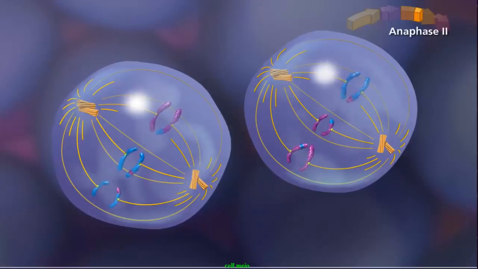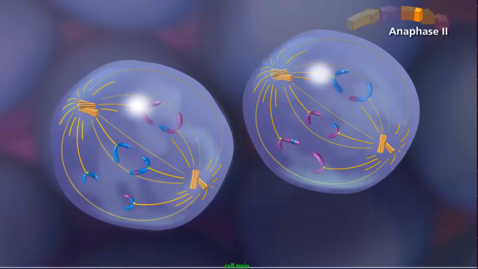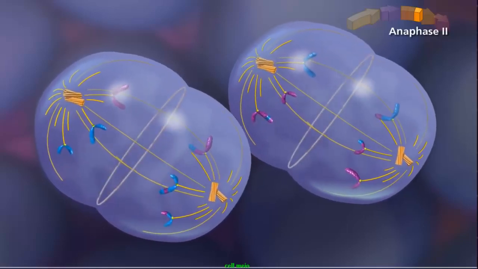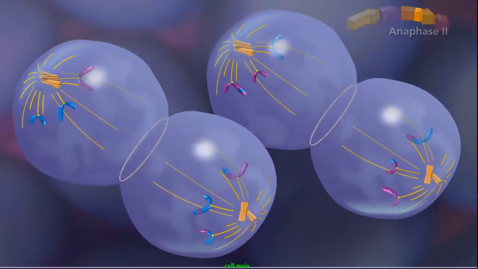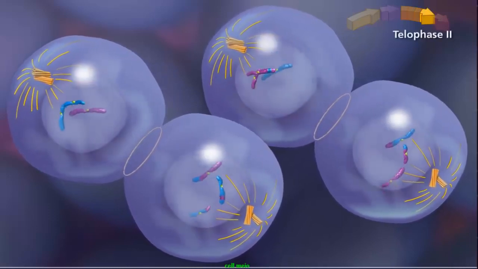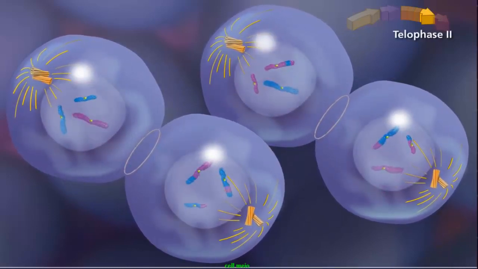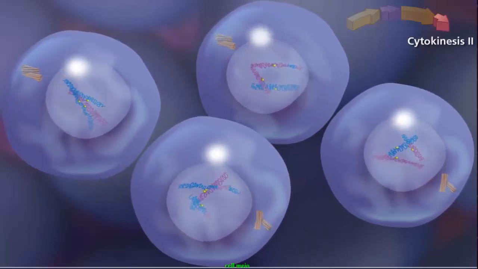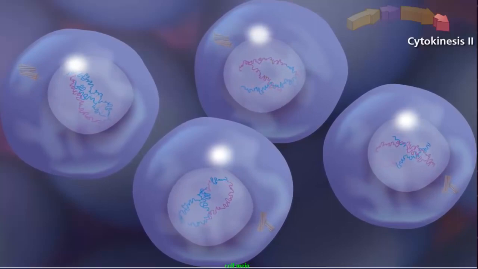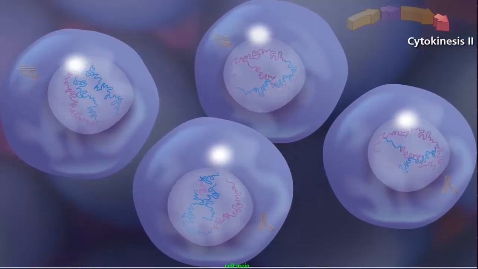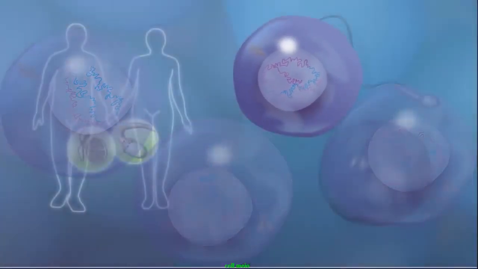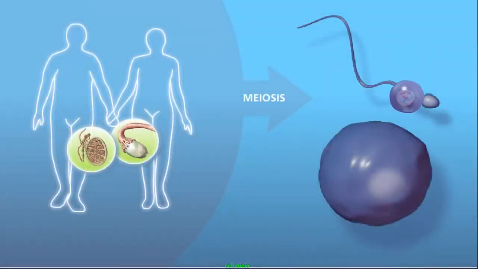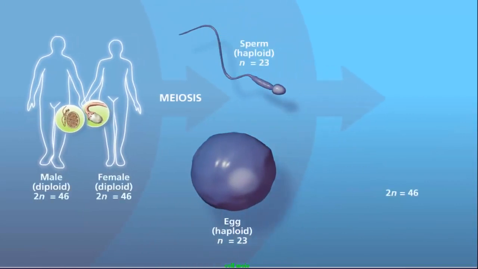During anaphase II, sister chromatids separate and individual chromosomes move toward the poles. The entire process ends with telophase II, as the chromosomes decondense and the nuclear envelope reforms. Cytokinesis occurs, and cleavage furrows separate the 2 daughter cells into 4 haploid daughter cells. The haploid daughter cells will specialize into gametes, either sperm or egg. These fuse in fertilization to form a zygote, which will grow into a child.